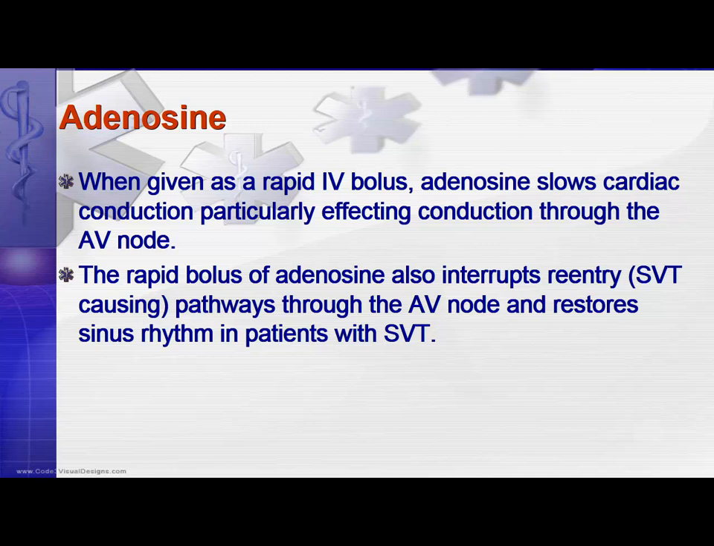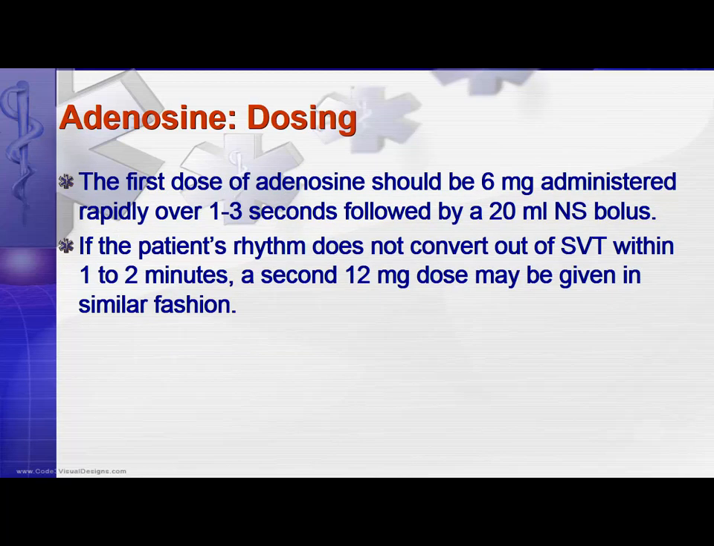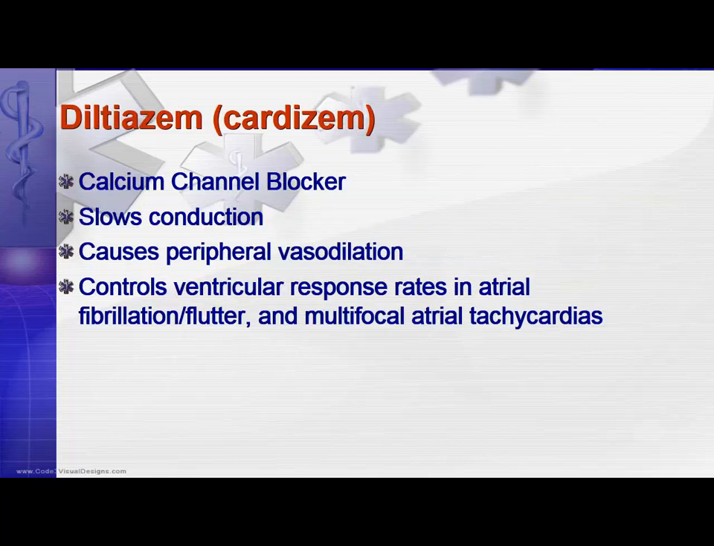Rapid bolus interrupts re-entry SVT pathways through the AV node and restores sinus rhythm in patients with SVT, allegedly. Okay? So we know that our first dose is 6 milligrams, followed by rapid IV push of 20 milliliters of normal saline. Then we can give an additional dosage of 12 after within 1 to 2 minutes. Give it a little bit of time, but we know that it does have a very short half-life. So if it doesn't work within a minute or so, it's not going to work. So we can try an additional dose, and then we need to move forward to something else.